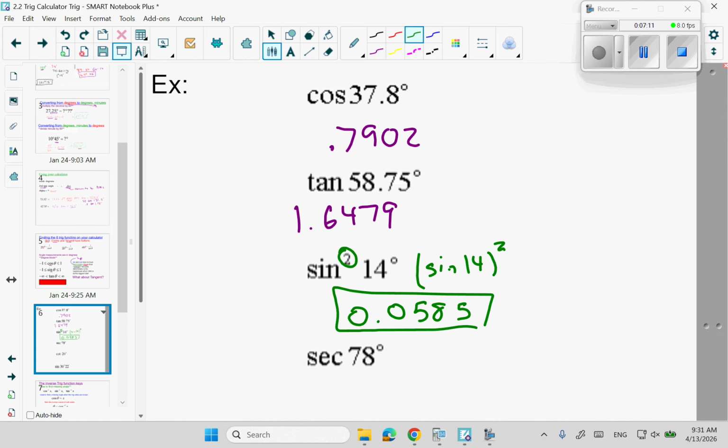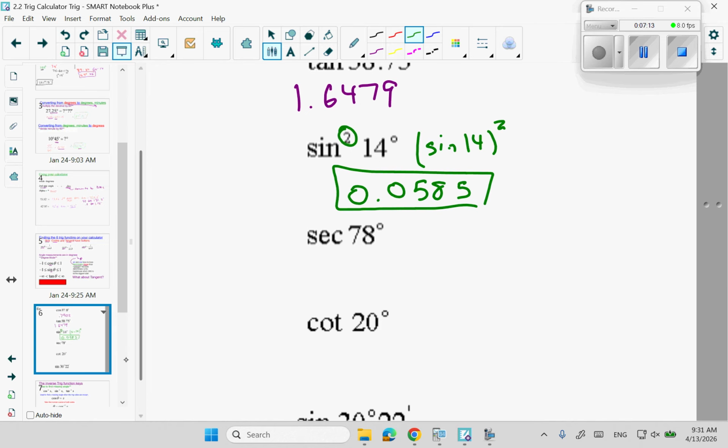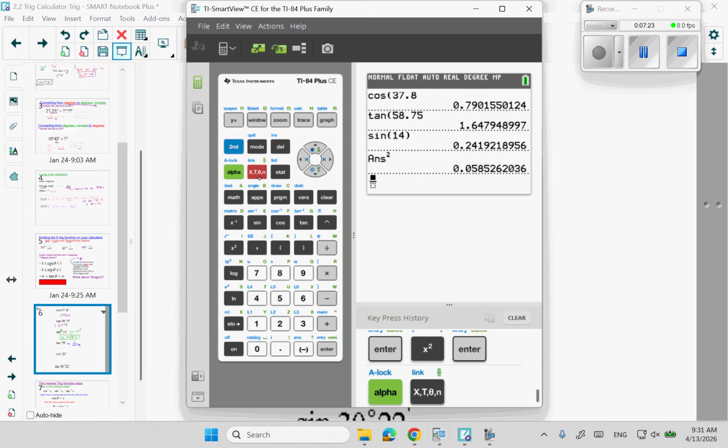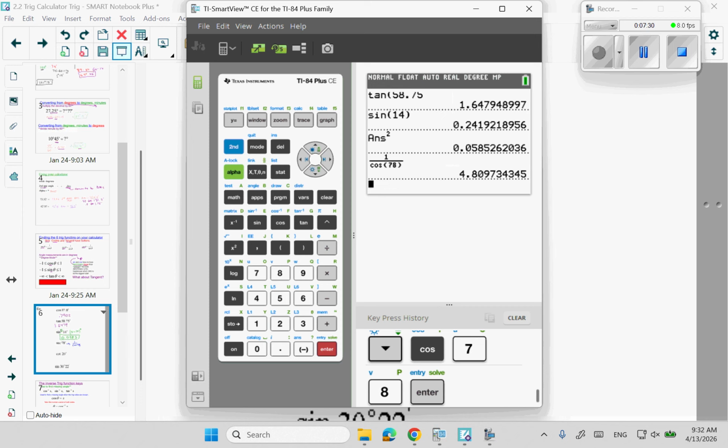And here we have secant. Remember that secant goes with cosine. So this is the same thing as 1 over cosine of 78. So we get 4.8097.